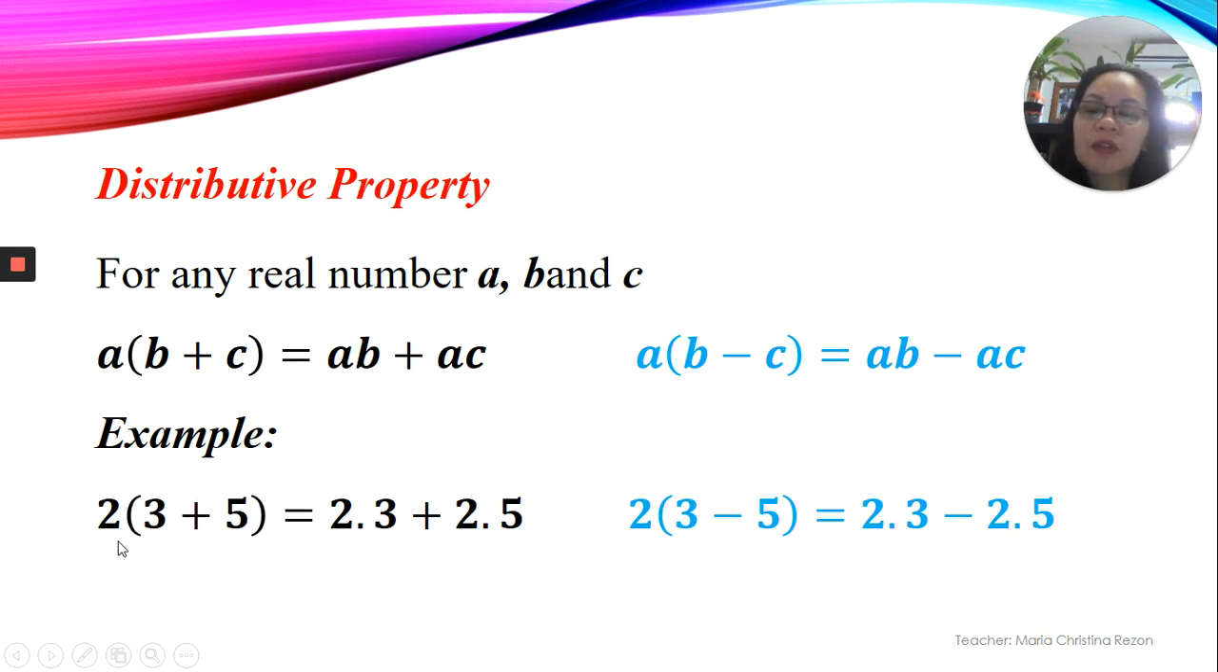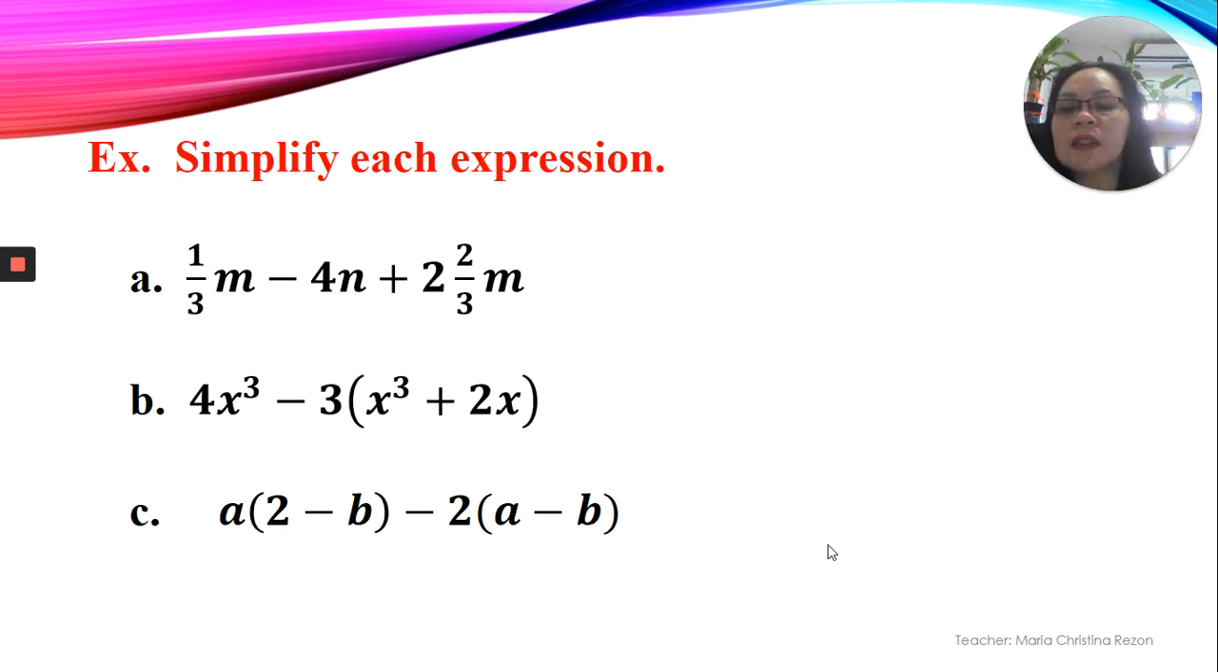Example, 2 times the quantity 3 plus 5 is just equal to 2 times 3 plus 2 times 5. Or in this case here, 2 times the quantity 3 minus 5 is equal to 2 times 3 minus 2 times 5. Okay, so you can follow that. And then let's simplify some of these expressions.